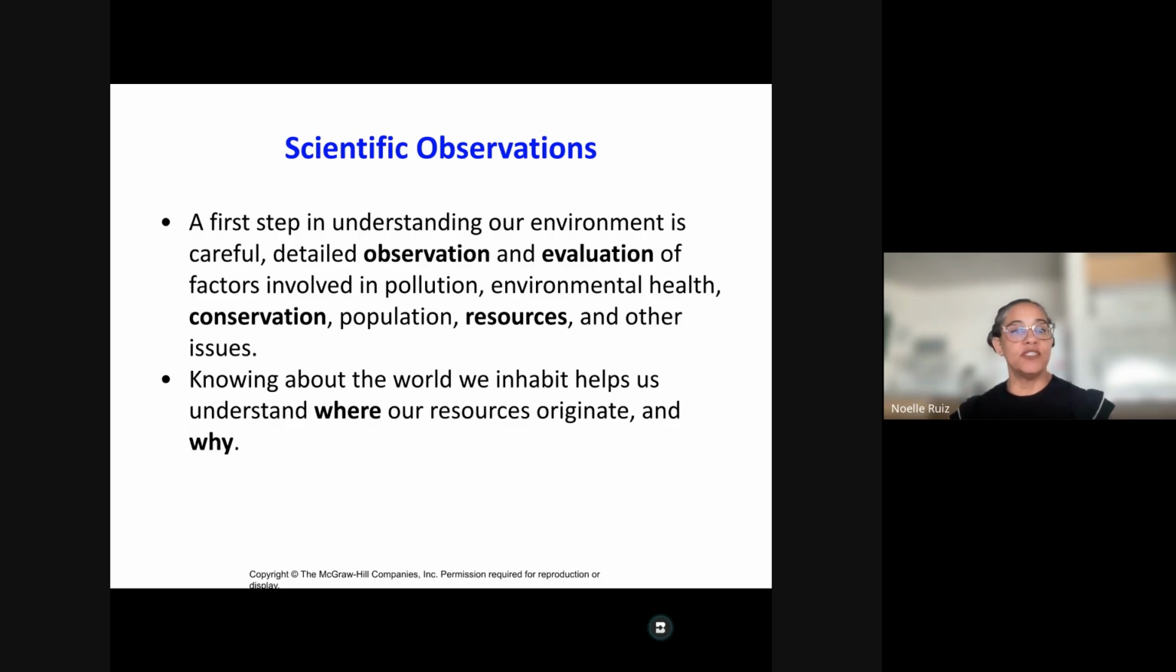Scientific observations. The first step in understanding our environment is careful, detailed observation and evaluation of factors involved in pollution, environmental health, conservation, population, resources, and other issues. So environmental science is actually a unique branch of science because it pulls together all of these different branches and combines them. Knowing about the world we inhabit helps us understand where our resources originate and why. Also, how we use them effectively, or how we are not using things effectively right now and how we can do better.